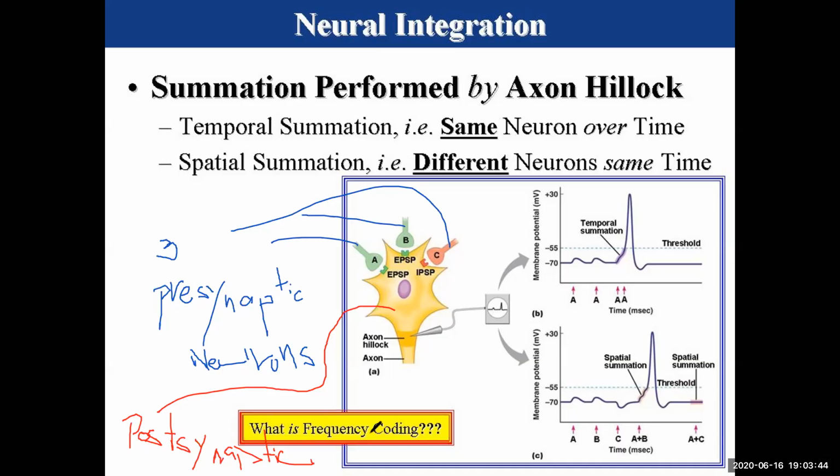Frequency coding means how many signals are being generated per unit time. So we're going to come back to that frequency coding when we talk about sensory physiology. So the number of electrical signals that are being generated per unit time, for example, 5 action potentials per second versus 20 action potentials per second, codes for different types of information. We call that frequency coding. It's important because the action potential is always the same, right? It has the same intensity.